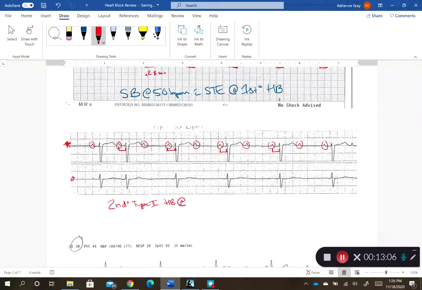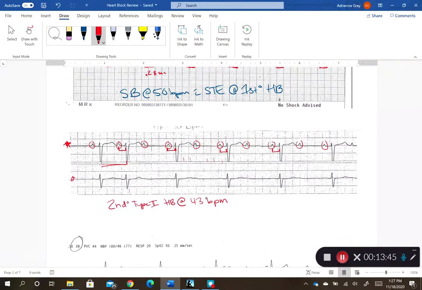I need to figure out my rate. Let me get out my calculator. All right, so I'm going to count blocks in between. I'm just going to go during my long sections because that seems to be more regular than this short section right here. But I've got 5, 10, 15, 20, 25, 30, 31, 32, 33, 34, 35. So 1,500 divided by 35 gives me a rate of 42.8, so we'll round that to 43. 43 beats per minute. So second degree type 2 heart block at 43 beats per minute.